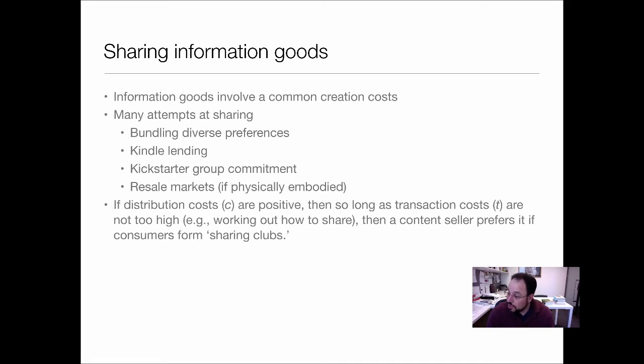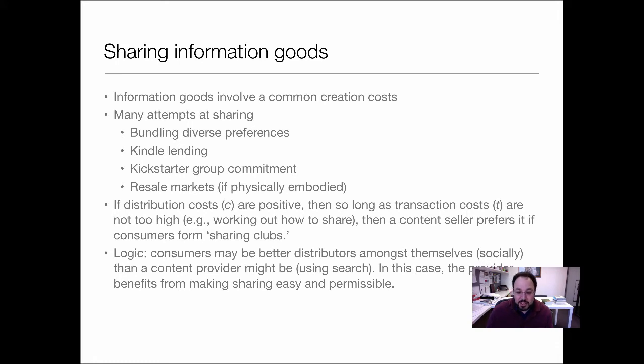And the notion is that if I knew as a buyer that I can share the goods and spread the benefits and even earn some money from that, I'm going to be more likely to pay a higher price initially. In fact, if distribution costs are positive and transaction costs are not too high, then you can actually show that a content seller prefers it if the consumers freely share their stuff and can sell it that way. The logic is the consumers themselves may be better distributors amongst themselves than a content provider might be. So social sharing rather than search.